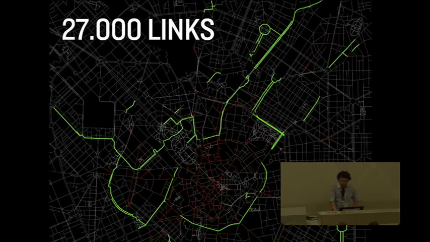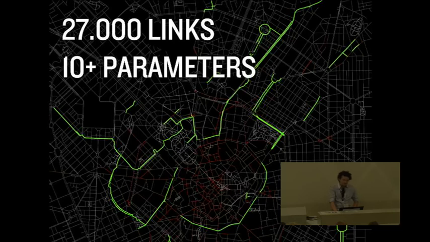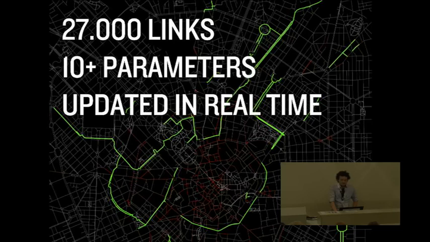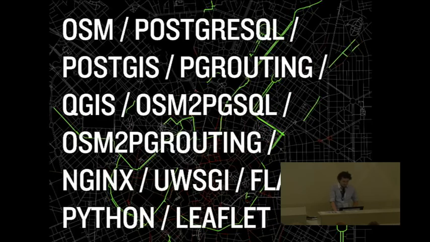So we started, of course, with the map from OpenStreetMap with all the route segments, the road segments. We identified more than 10 bike-related parameters for routing: street surface, traffic level, presence of tram rails, and so on. And we have information updated in real time by our users, who add ratings to the streets.